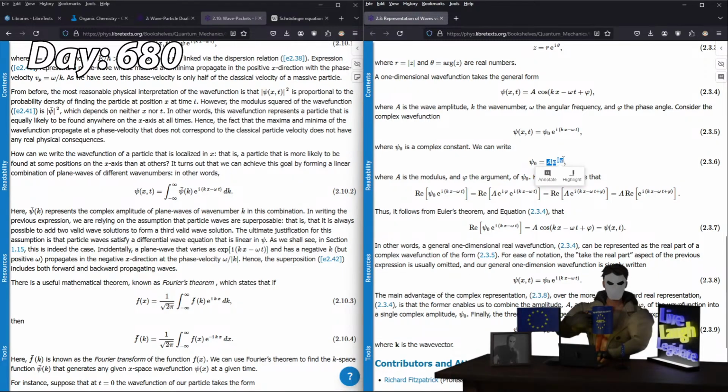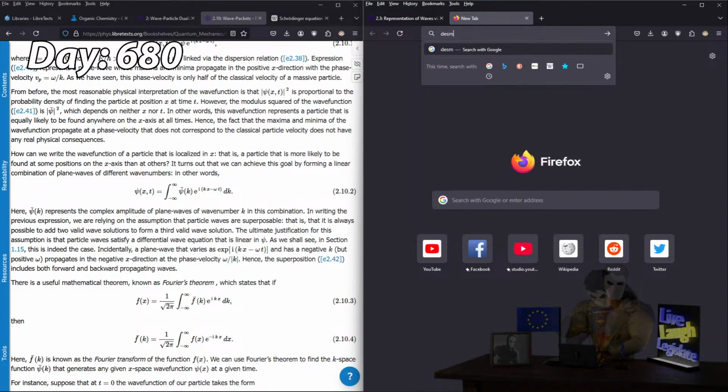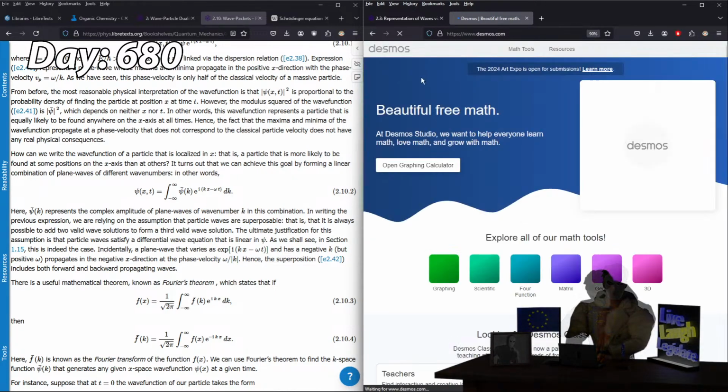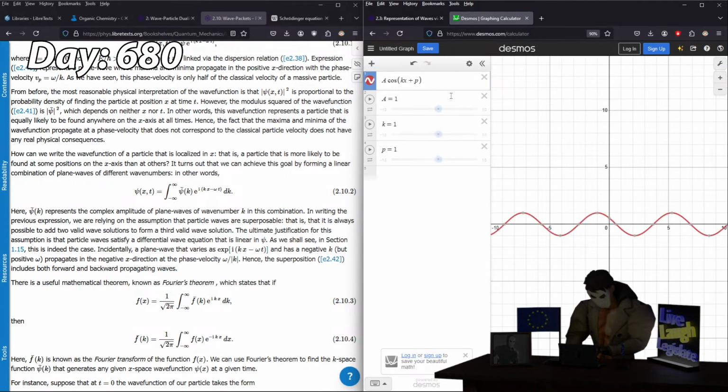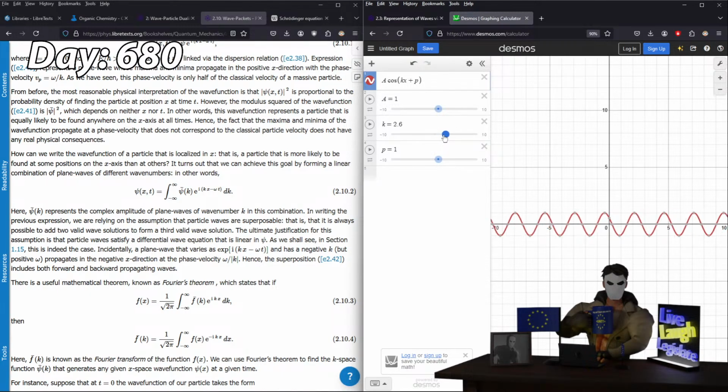Why would wave number... Wait, what? How would wave number k change this? Oh no. Let's visualize it graphically. Maybe that will help. Basically, what we have there is cos(kx + phi). And well, as we change the k, these shrink.